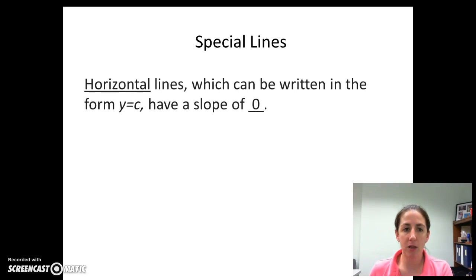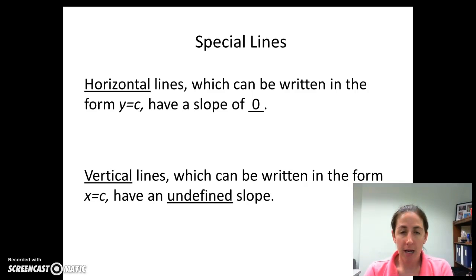Let's talk about some special lines. We have two very special lines. We have our horizontal line, which goes straight across left to right. That can be written y equals c or y equals b, y equals some number. That has a slope of 0. Vertical lines, straight up and down, are another very special line, and they are written of the form x equals c or x equals some number. They have an undefined slope.